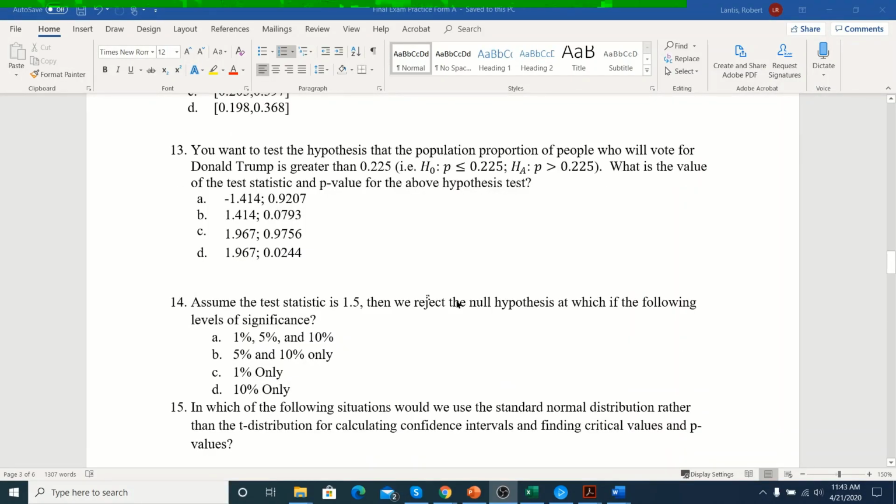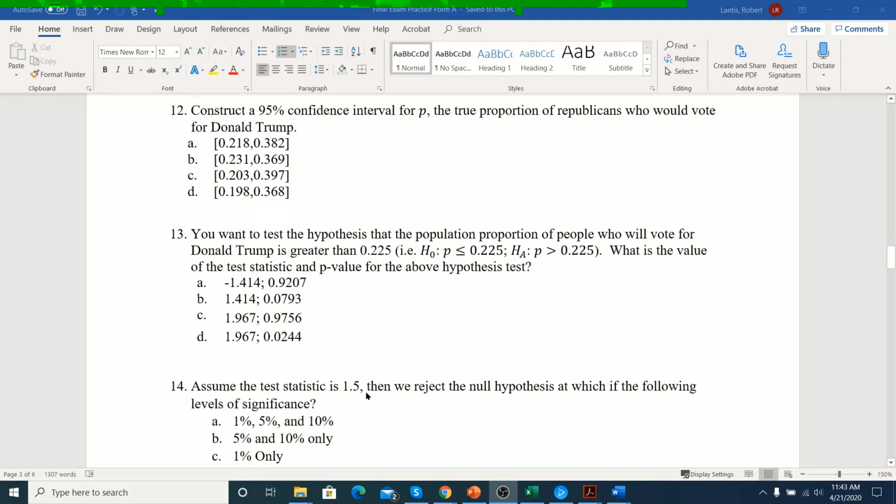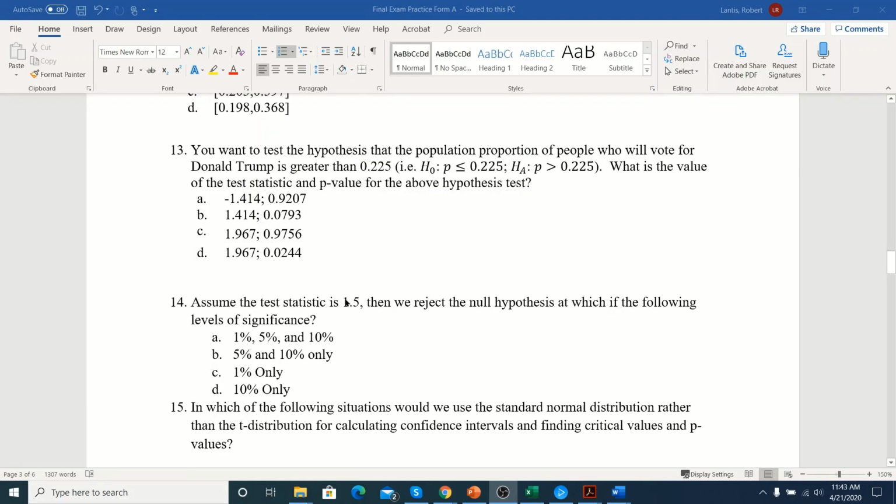Assume the test statistic is 1.5. Then we reject the null hypothesis at which of the following levels? Well, if the test statistic was 1.5, we could look up the p-value for 1.5 and do the exact same thing. Once I have that p-value, just compare it to those alpha values. If it's less than alpha, I can reject at that level. If it's not, I would fail to reject. I think if I look up 1.5, we could do it.